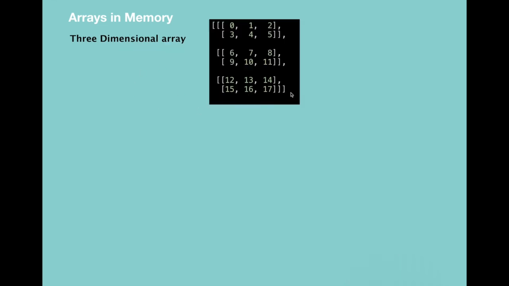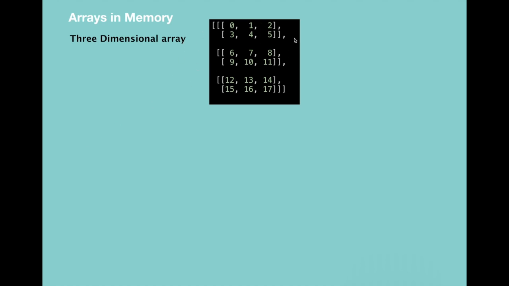Okay, let's say we have a three-dimensional array like this. Basically, this element over here is depth 0, row 0, column 0. Then it comes like this: depth 0, row 0, column 1. Then depth 0, row 0, column 2. And it continues like this: depth 0, row 1, column 0. Then depth 0, row 1, column 1. And this element over here, depth 0, row 1, column 2. And this continues like this.